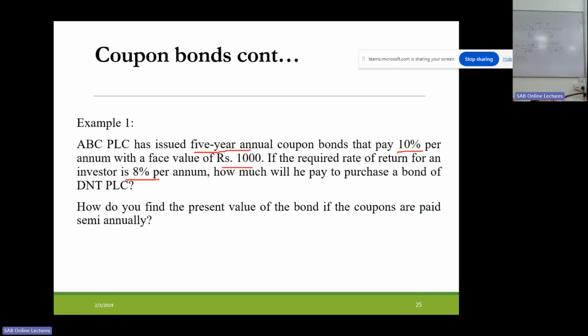How do you find the present value of the bond if the coupon is paid semi-annually? Say the 10% coupon is paid semi-annually: 5% at the end of the first 6 months, another 5% at the end of the next 6 months. So this 10% coupon is paid semi-annually, compounding semi-annually. So then what is the value of the bond?